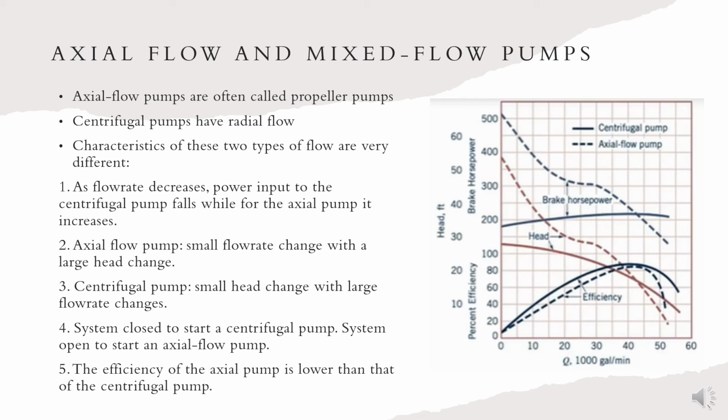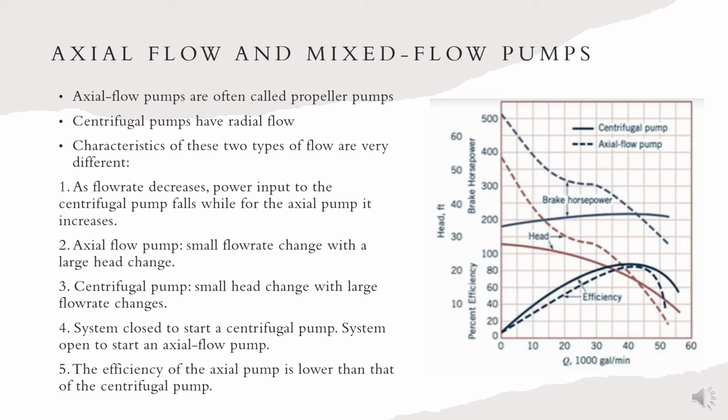Now I will talk about axial flow and mixed flow pumps. Axial flow pumps are often called propeller pumps. This type of flow is in the axial direction, opposite to the radial flow for centrifugal pumps. The characteristics of these two types of flow are very different.